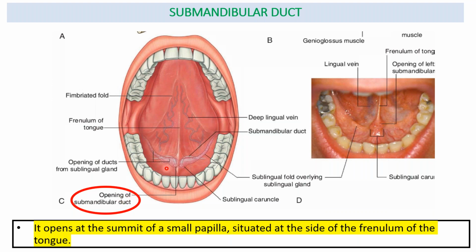Where is the opening of the sublingual gland? That we'll learn. It is over here. The sublingual fold is there, onto which there are small openings of the ducts of the sublingual gland.